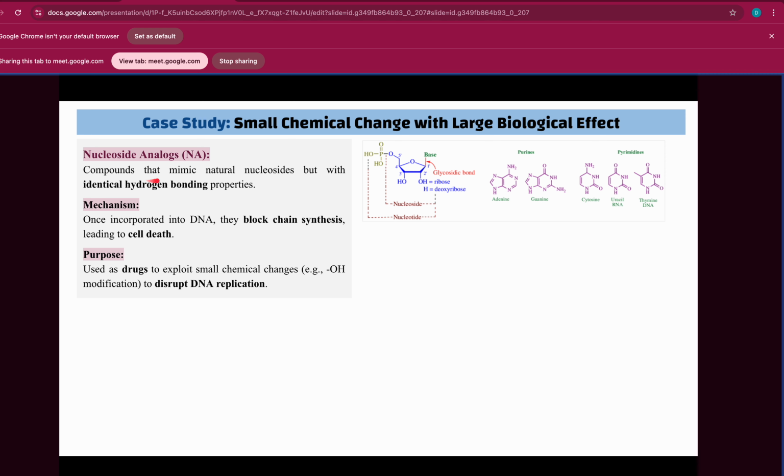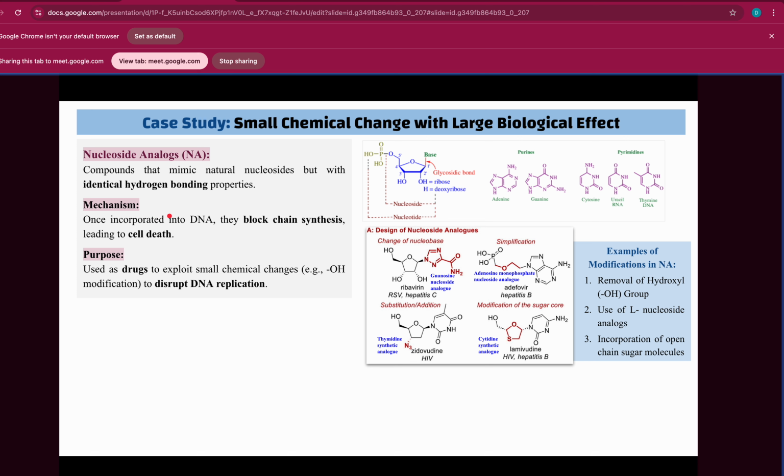These analogues are compounds which mimic these natural nucleosides, with identical hydrogen bonding properties. As we know, adenine base pairs with thymine through double bonds in DNA, whereas in RNA adenine binds to uracil with double bonds. Similarly, guanine binds to cytosine with triple bonds. So what these analogues do is they resemble these nucleosides, and they also show similar hydrogen bonding abilities. We'll see what those nucleoside analogues are.